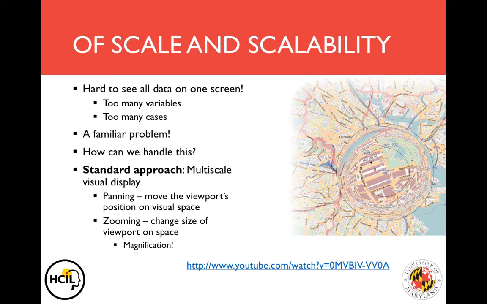The standard approach is that you have a multi-scale visual display, which means that you start at one scale and you can zoom in or zoom out, and you can pan to go across. So just like you're used to doing with a map, if you search for something on Google Maps, you see it in one scale, you can zoom in and zoom out. You can also just drag it around and pan. So that's what we're talking about, basically moving around on the map, zooming in and zooming out.